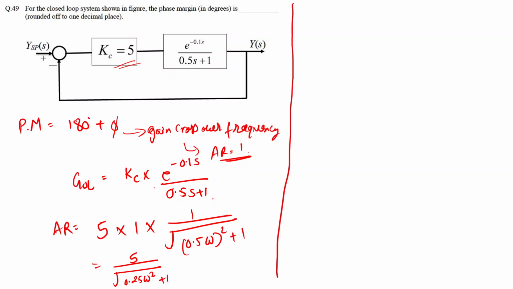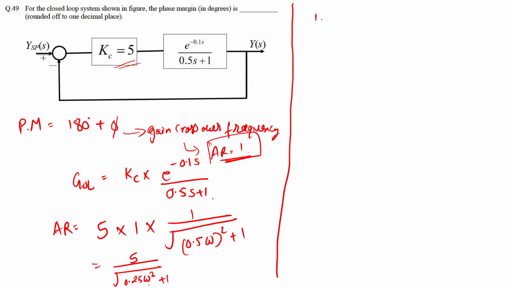Now for calculating this phase margin, we need to find the phi at the gain crossover frequency, for which we need to find this omega. And for this gain crossover frequency, the amplitude ratio is 1. So we will be replacing the value of amplitude ratio as 1, finding the value of omega, and then calculating the phase lag to find the phase margin. So let's just put amplitude ratio as 1.